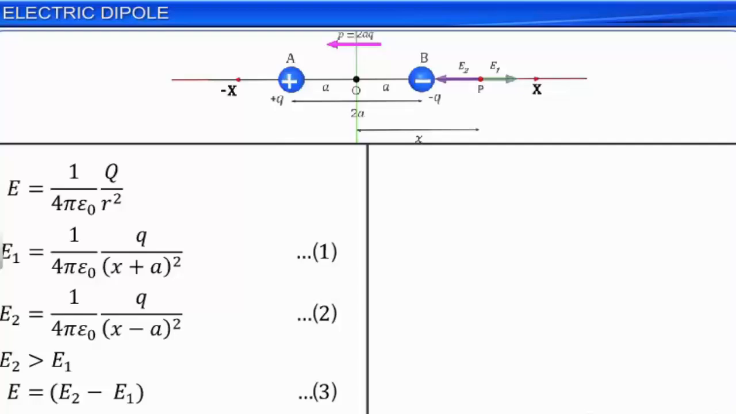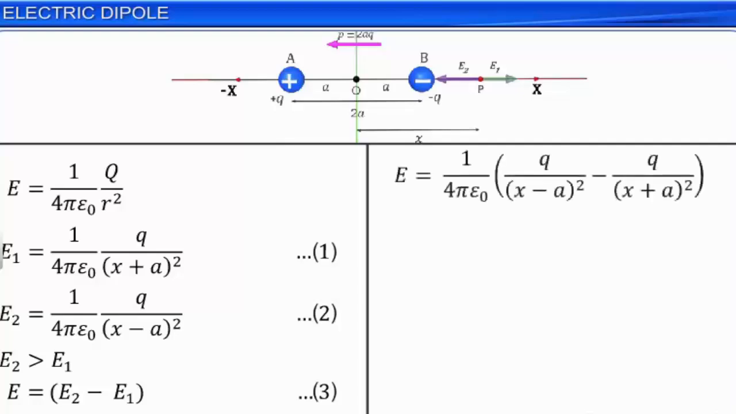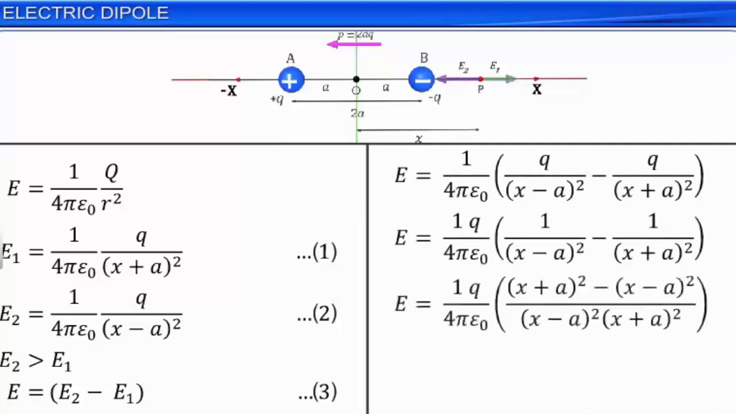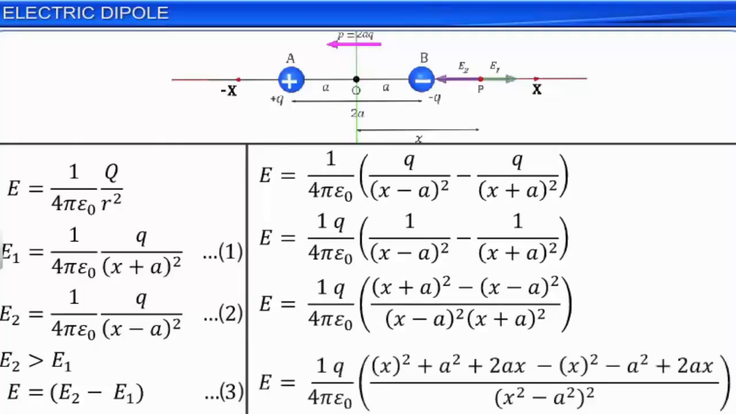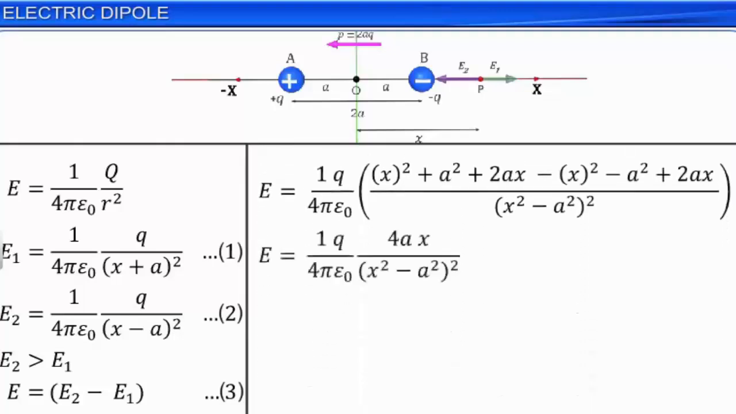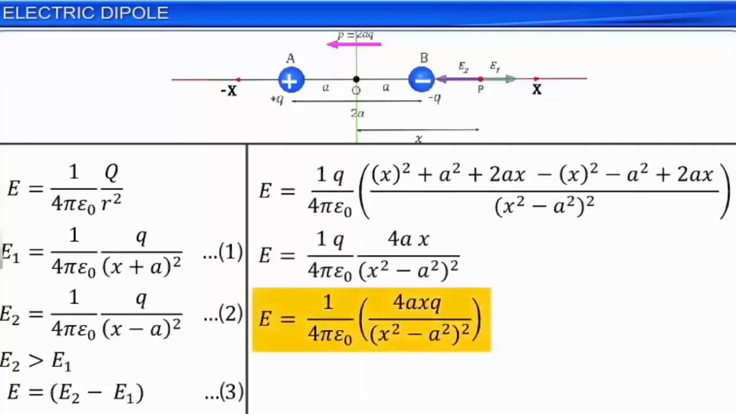Substituting the values of E2 and E1 and simplifying, we get the expression for the electric field strength E is equal to 1 by 4 pi epsilon naught into 4aqx by (x square minus a square) whole square. Let this be equation 4.